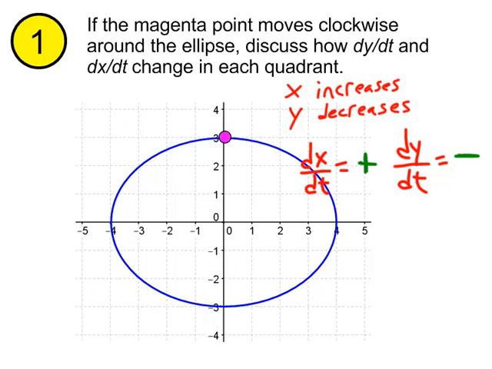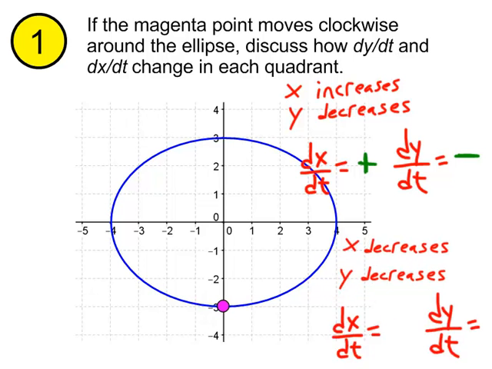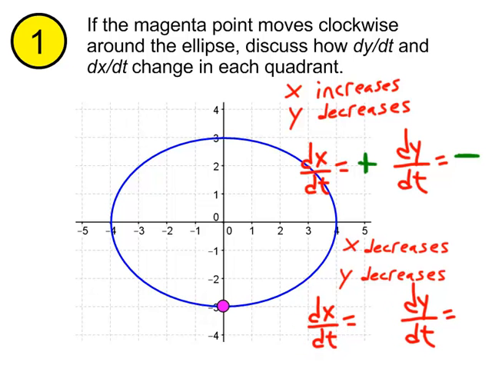Get the idea? Let's continue down into the fourth quadrant. So what's happening to x? Increasing or decreasing? What's happening to y? Increasing or decreasing? See if you agree with me that x is now decreasing, but y is still decreasing as it was before. Therefore, if x is decreasing, that means that dx over dt is negative. If y is decreasing still, then dy over dt is still negative.